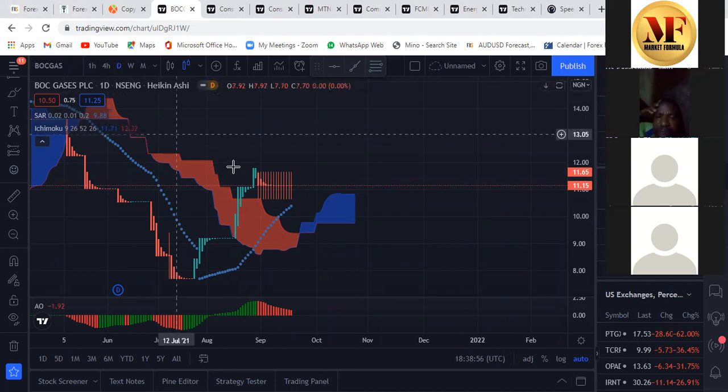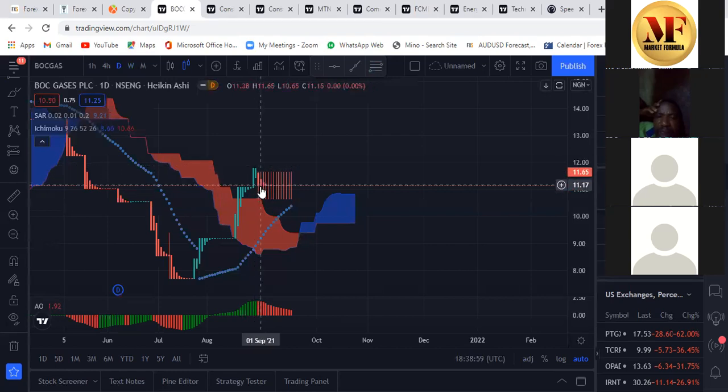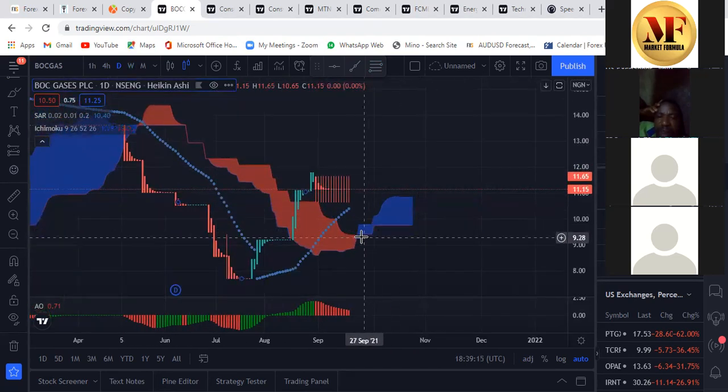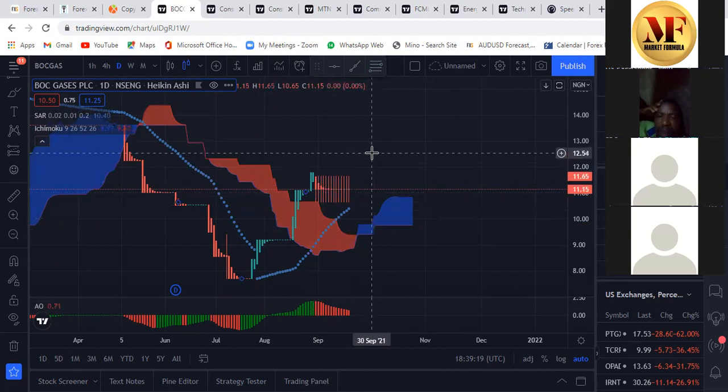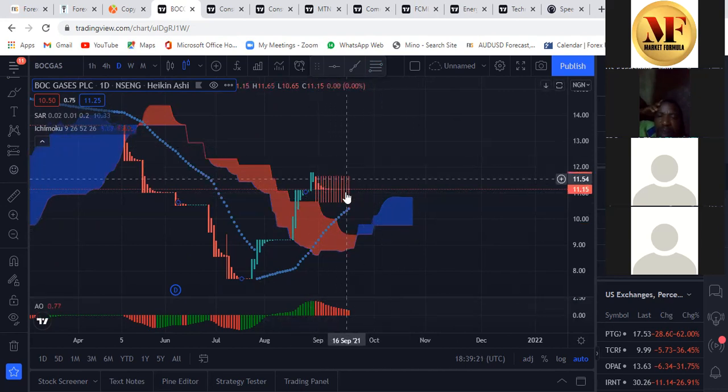Anytime I see that price is just doing like this for 1, 2, 3, 4, 5, 6, 7, 8, 9, 10, 11, for so long, there's no volume. That's why it's doing like this. But it's going up. Number one, trend has changed. This has turned to blue. And price has crossed above the cloud, and it's holding above the cloud. So as long as price keeps holding here, it might take some time, but it will go up.